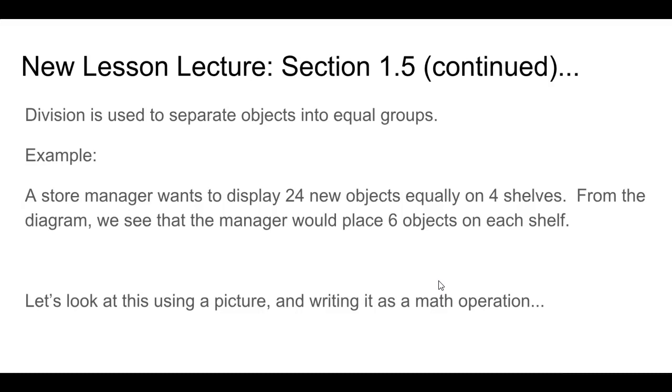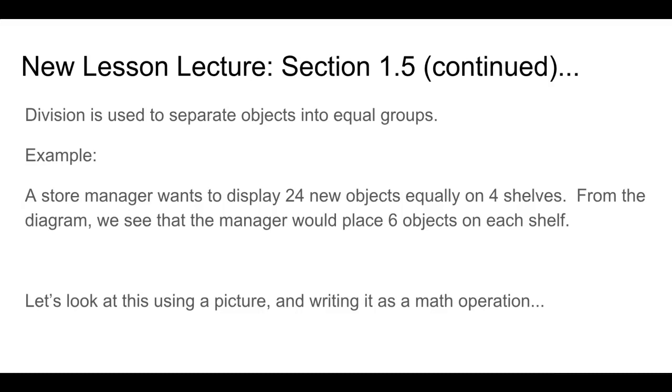So let's define what division is. First, division is used to separate objects into equal groups. We remember with addition, you find the total of 2 or more numbers. Division is used to separate objects into equal groups, and we've used that example before of a candy bar.